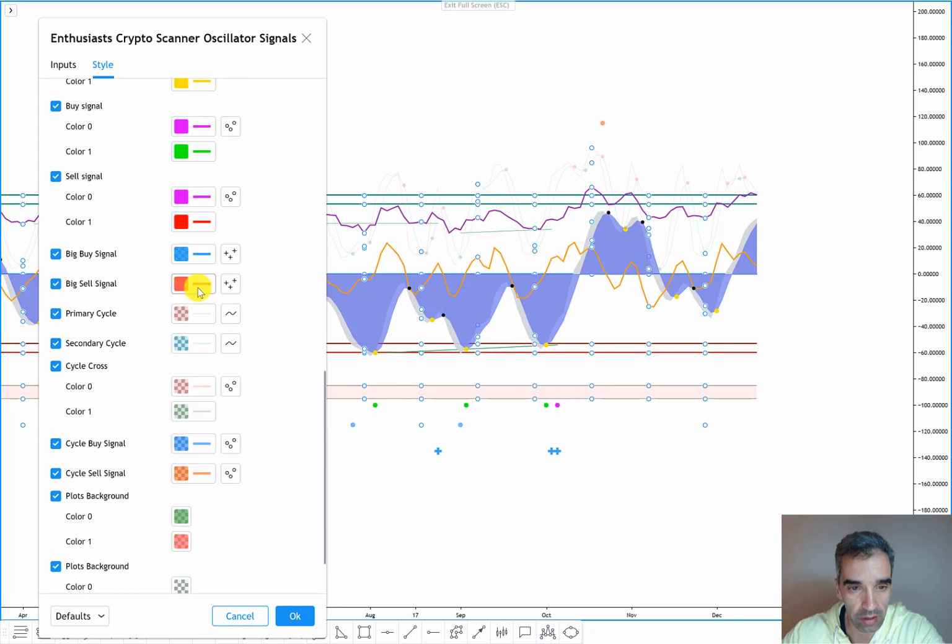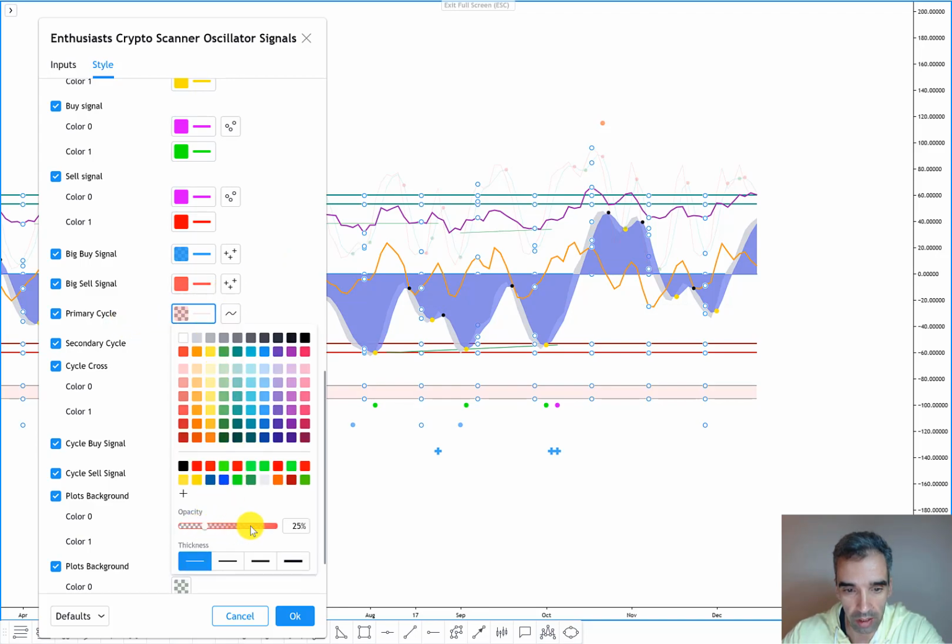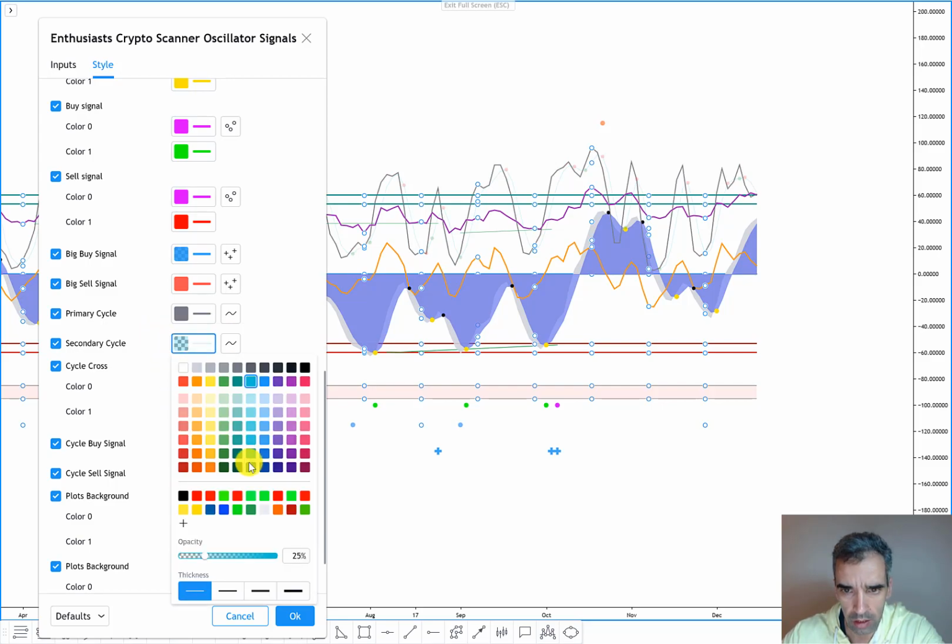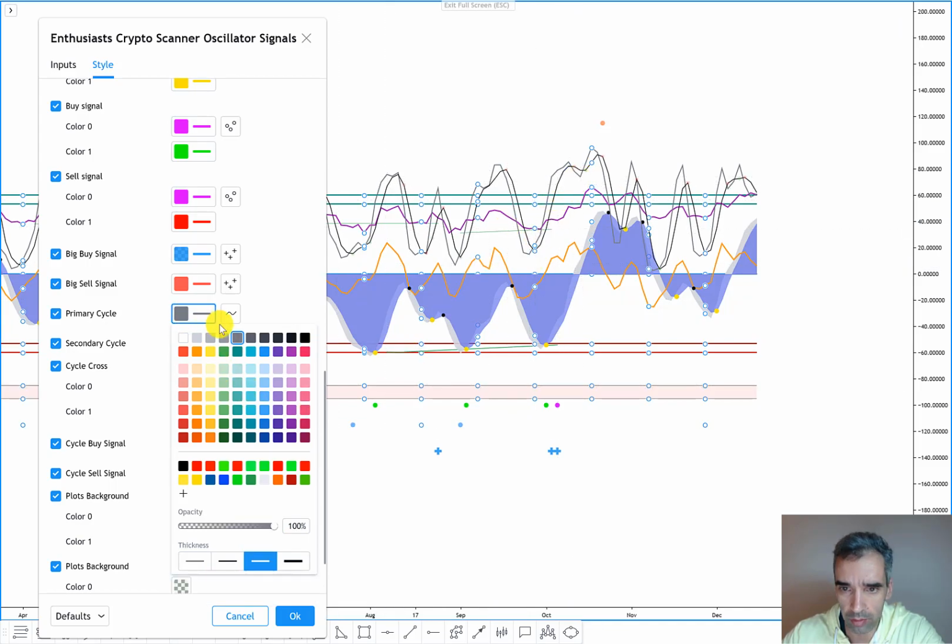Red crosses, primary cycles. Here we have our cycles. So you see our cycle line. I will leave it in a dark gray. Make it like this with the black. Make it a little bit thinner. So you see that you can distinguish it very well. So we're going to drop this down a little bit to gray.